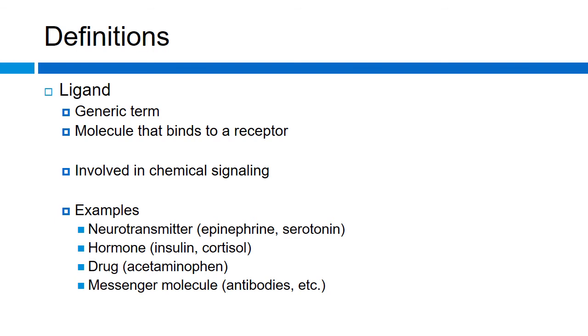Where do you think serotonin is useful as far as medicine goes? Yeah, depression's a big one. So we'll talk about serotonin and how we can affect that with medications that increase levels of serotonin. We talked about hormones like cortisol, insulin, even drugs like acetaminophen can be considered a ligand. And then we'll also talk about messenger molecules like antibodies that can, again, bind to these receptors to cause a clinical effect.